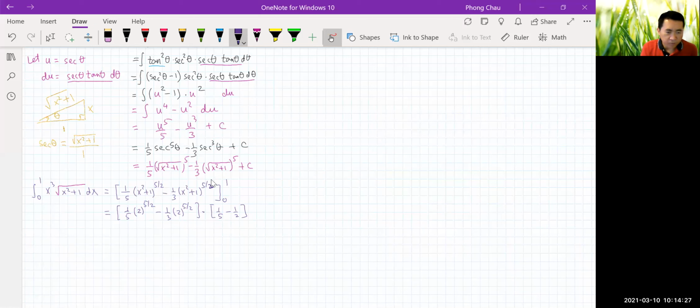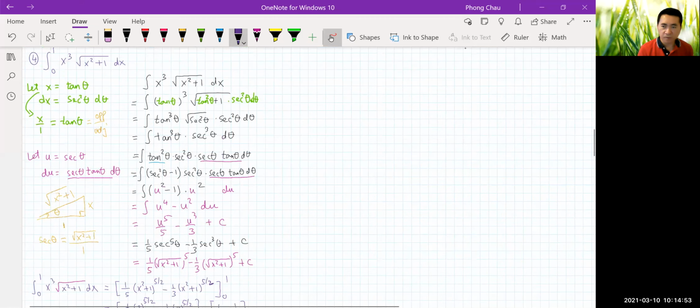So you have the antiderivative here. Plug 1 in and 0 in. Plugging 1 in, you get a fifth times 2 to the 5/2, minus a third times 2 to the 5/2. Plugging 0 in, 1 to the 5/2 is 1, so it's 1/5 minus 1/3. Then just simplify, or you can leave it in exact form.